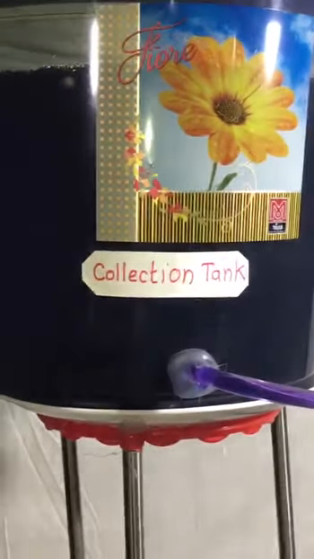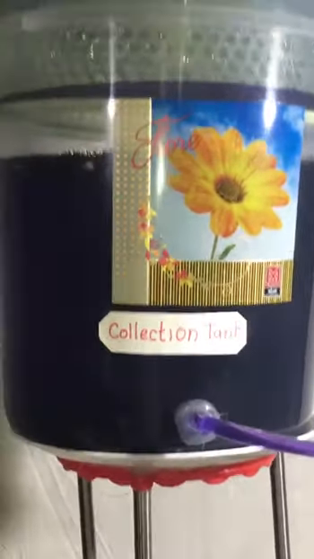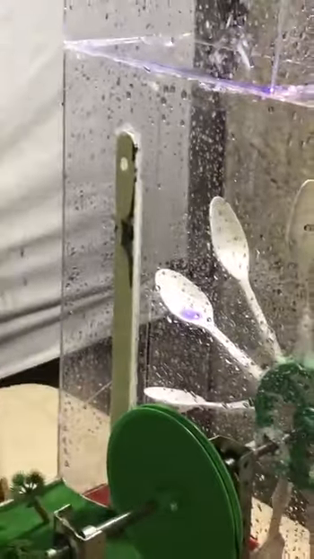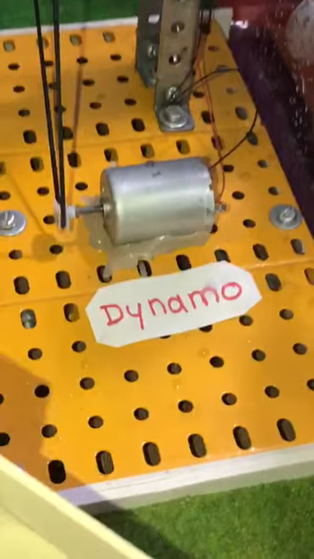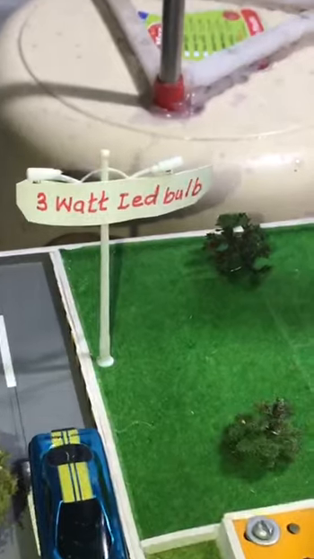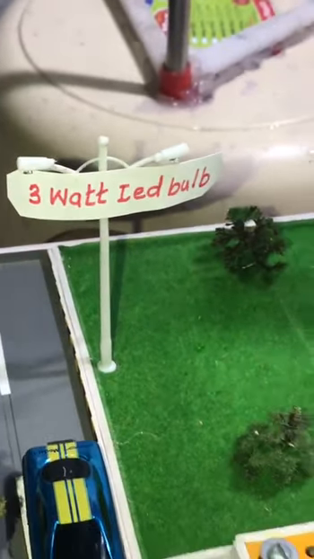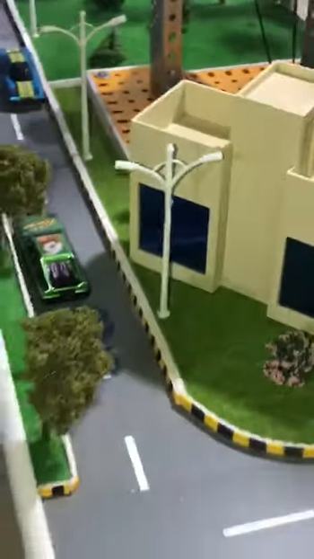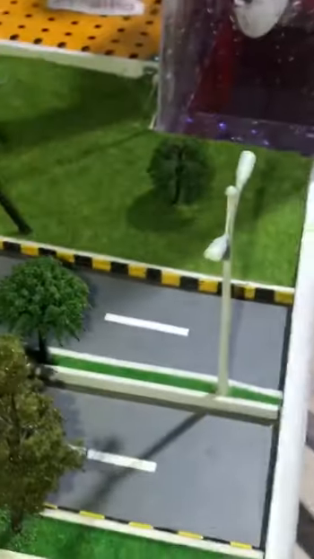After knowing the meaning of the sewage water, let's move to the basic component parts of our project. First, the component part is the collection tank, which has the capacity to store water of about 10 liters. Second is the turbine, which is made up of hollow circular spoons fitted with glue. Third is the dynamo, which has the capacity of 12 volts. Fourth, the main component of this project is the LED street light, which has the capacity of 3 watt each pole. After knowing the basic component parts of this project, let's move to the working principle of this project.